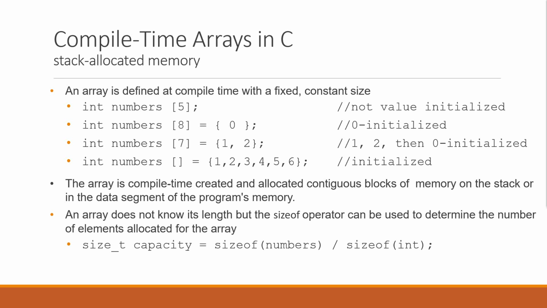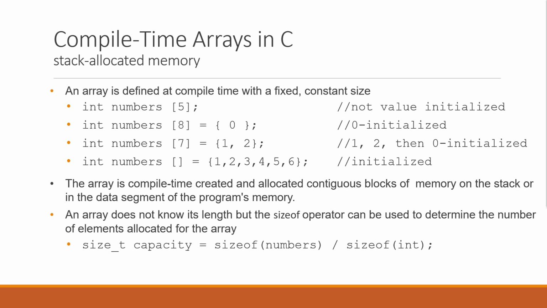int numbers[7] = {1, 2}; this declares an array named numbers of size 7 and initializes the first 2 elements to 1 and 2 respectively. After that, the remaining elements are initialized to 0 by default, because there are not enough initializers provided to initialize all elements of the array. This is known as partial initialization, where only certain elements of the array are explicitly initialized, and the rest are zero initialized.